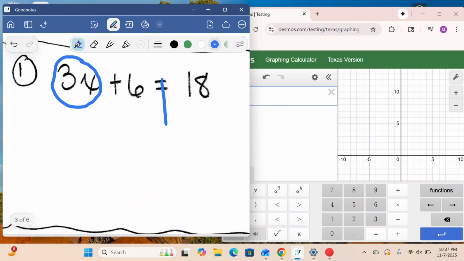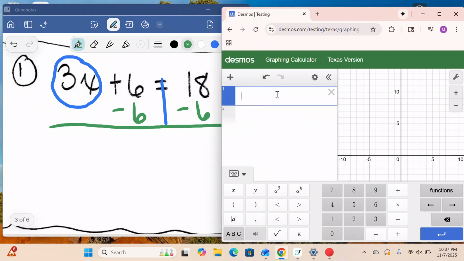In order to get the 3x by himself, I've got to get rid of the positive 6. And how do I get rid of a positive 6? I do the opposite of positive 6, which is a negative 6. But if I do a negative 6 to one side, I have to do a negative 6 to the other side. The way I like to organize my work is I draw a line so I can distinguish it. If I have a positive 6 and a negative 6, that cancels out.